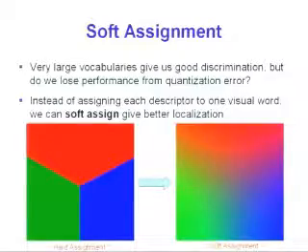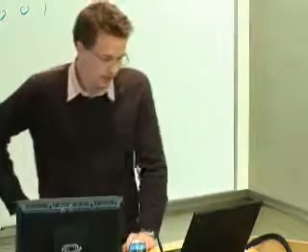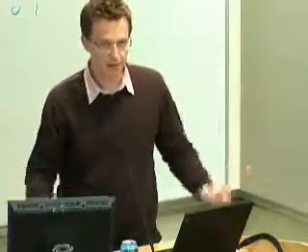Okay, so going to move on to the third thing that we can do to improve retrieval. Very large vocabularies, we saw, gave us good discrimination and good performance for particular object search. But a natural question is, do we actually lose any performance from the quantization error? Because we've split up this space into a million bins. And you might imagine that there are lots of points which are near Voronoi boundaries in the k-means space. So instead of assigning each descriptor to one visual word, we're going to soft assign them to give better localizations.